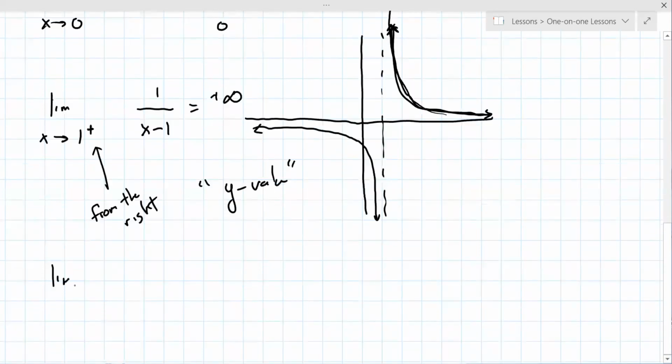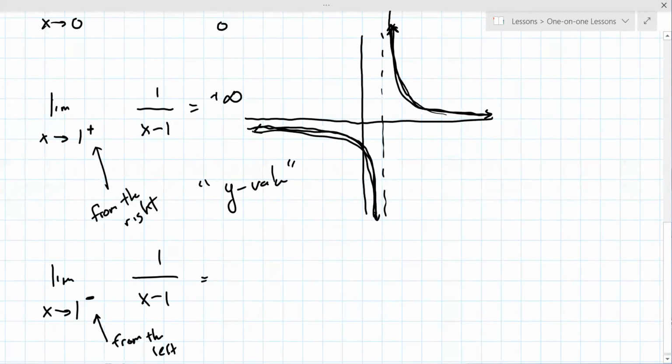So the limit as x approaches 1 from the left, that means from the left, of 1 over x minus 1. So from the left, going this way, just to make it really clear, it goes to negative infinity. So we can summarize here and say that one-sided limits always exist.